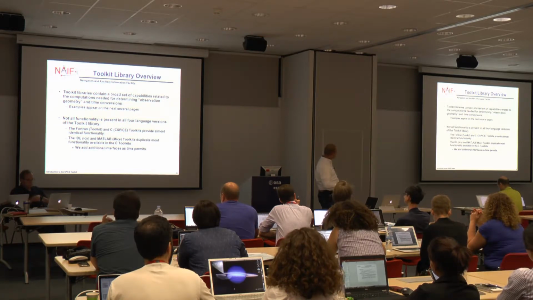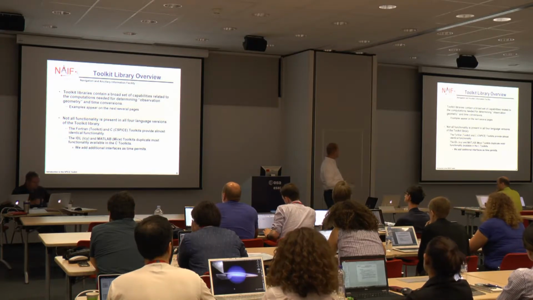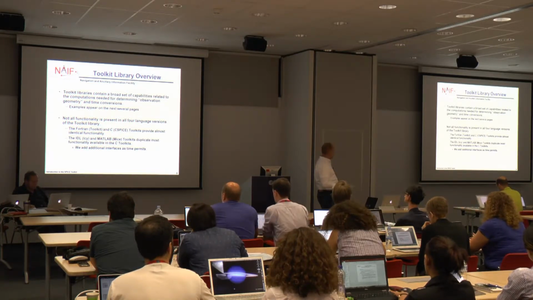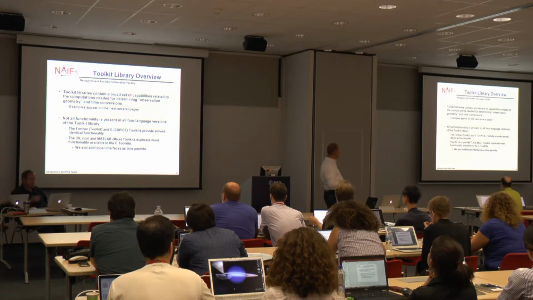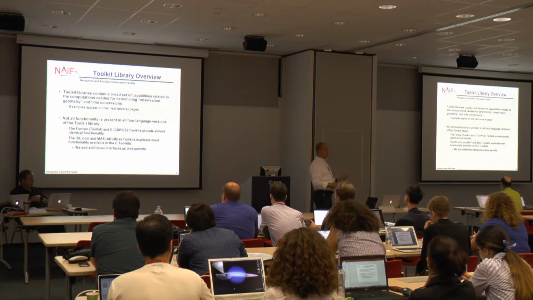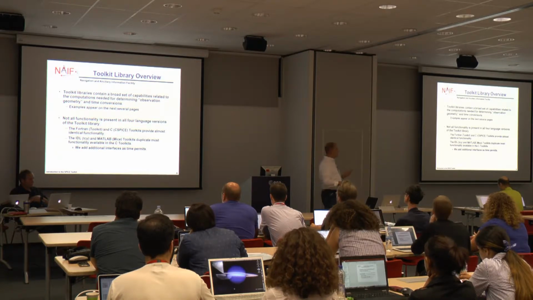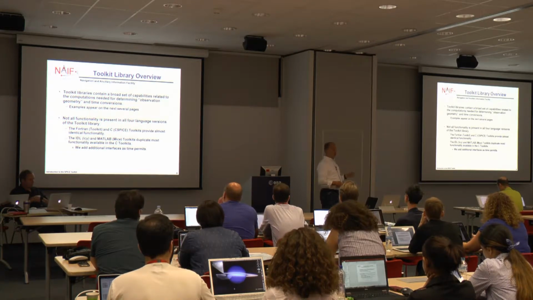So Spice toolkit libraries contain a broad set of capabilities related to computations needed for determining observation geometry. There will be a few slides that explain them in detail. Not all functionality is present in all four language versions. Fortran and C toolkits are pretty much the same, although even here, CSPICE has fewer public APIs than Fortran does. We did not create wrappers for some very low-level routines. If you really wanted to use them, you would have to do it from the Fortran toolkit or call the f2c version, and the CSPICE documentation explains how to do it.